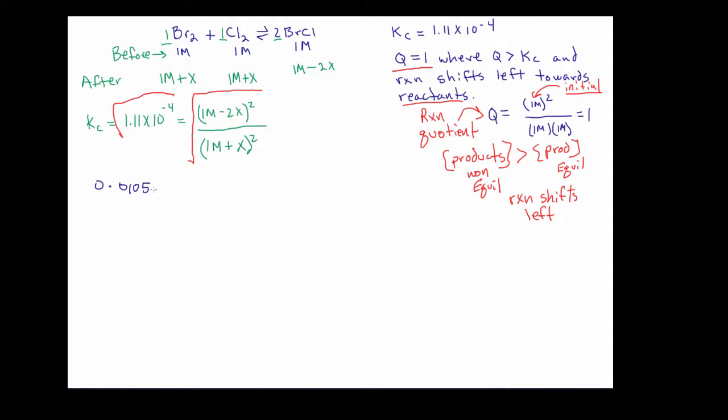0.0105 3565. Okay, and that is equal now to 1 molar minus 2x divided by 1 molar plus x. So at this point we've got a problem that's a lot less complicated than it was a minute ago. All right, and now it's just the algebra. Okay, so I'll go ahead and multiply both sides by 1 molar plus x.